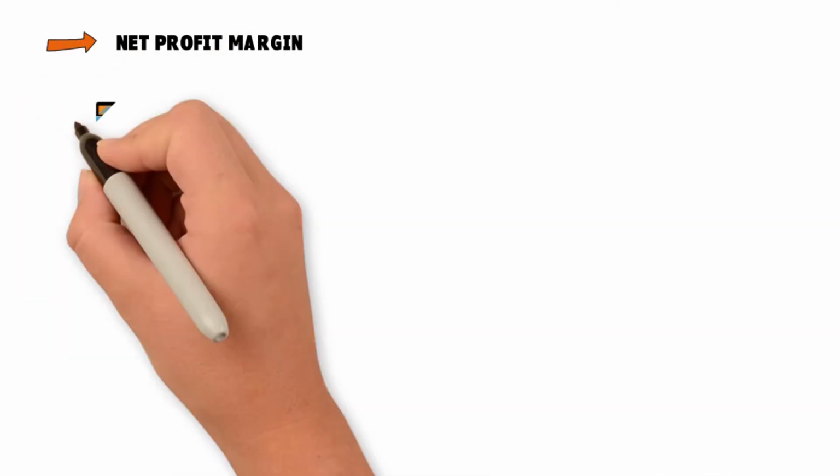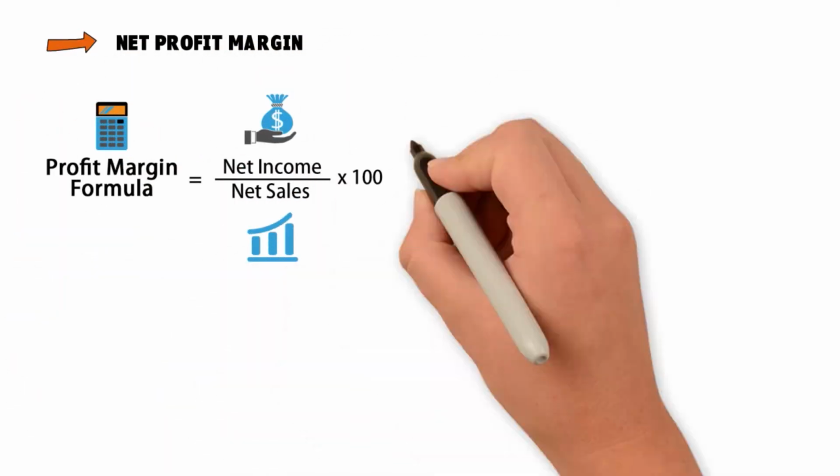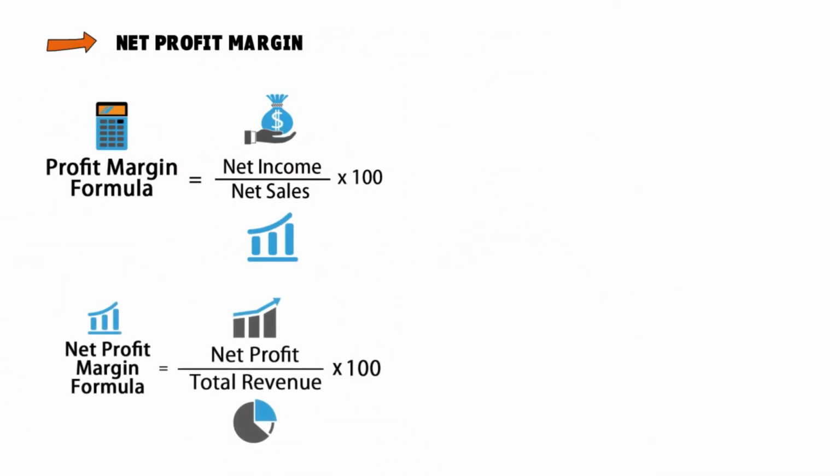What's the calculation here? The formula is net income divided by net sales equals the percentage, and the result is expressed in a percentage. So both terms of the equation here, net income and net sales, come from the income statement.